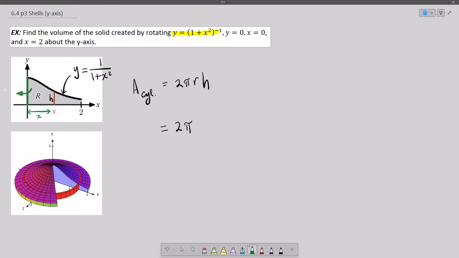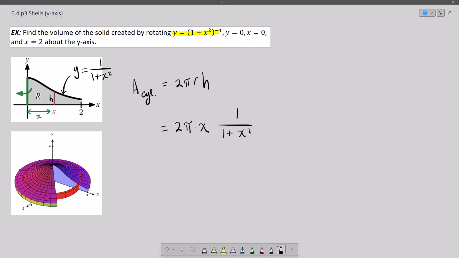All right, and we want everything in here to be X's because we know we have a dx. So that tracks very nicely. So that is our radius. That's the radius of the cylinder at X. And the height is the function that we have right there. So now we have the area of the cylinder at X.